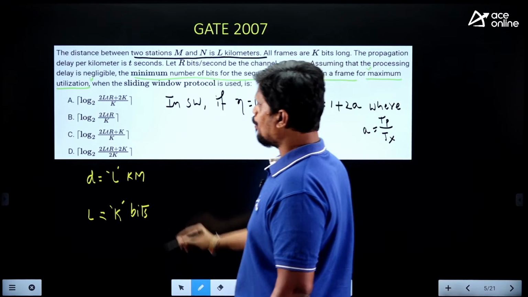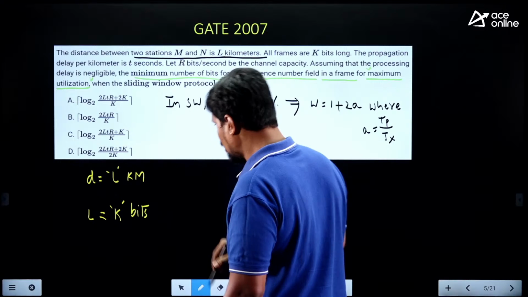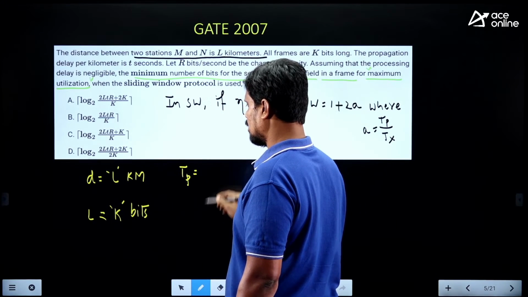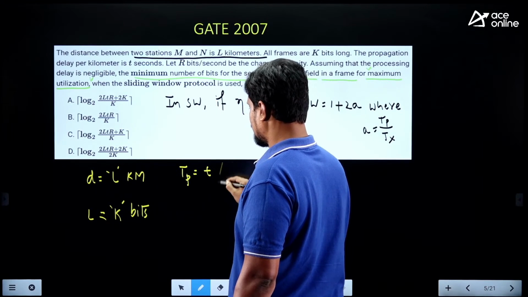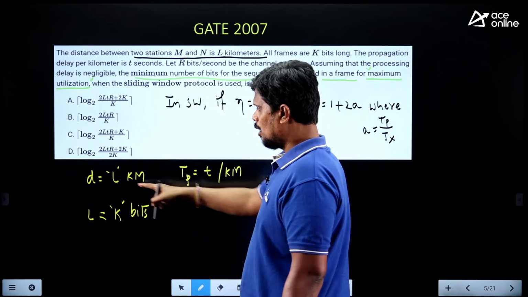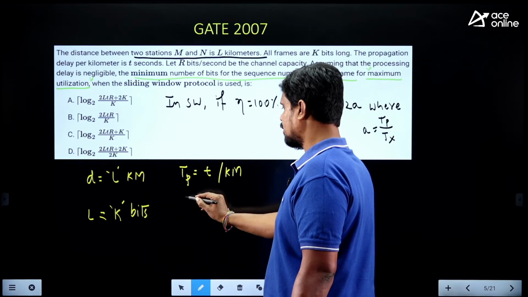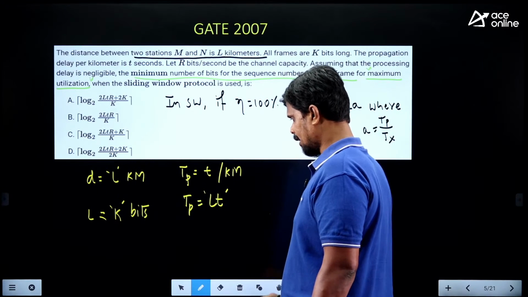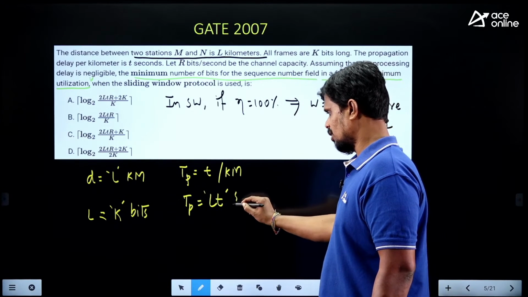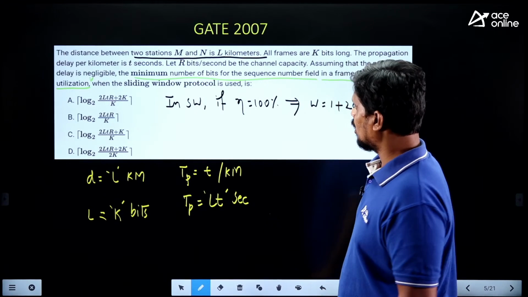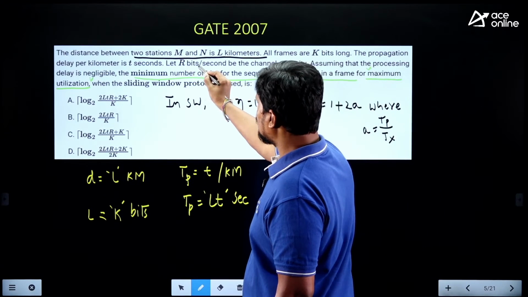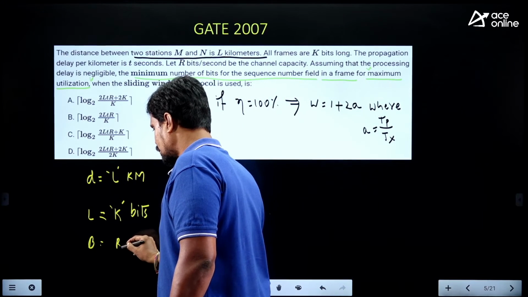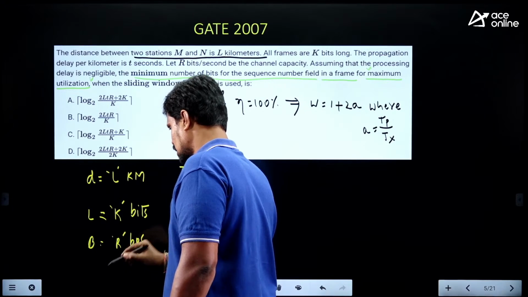The propagation delay per kilometer is given as t seconds. So TP is given as t seconds per kilometer. But what is the length of the channel you have? L. So the TP value is going to be LT seconds. Next, the bandwidth is given. What is the bandwidth value? R bits per second. So bandwidth B is equal to R bps, bits per second.